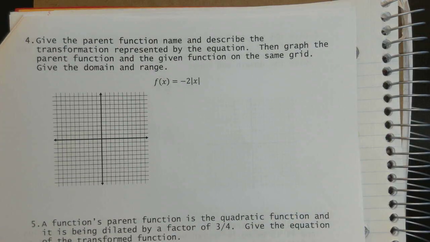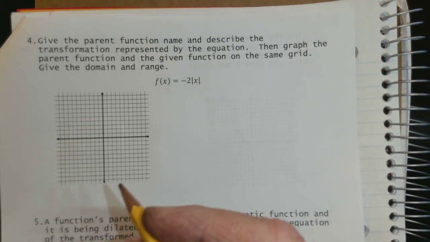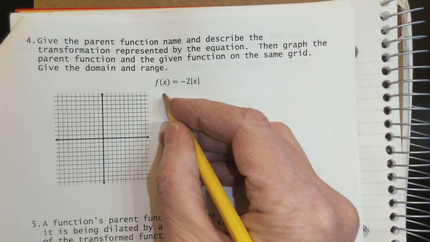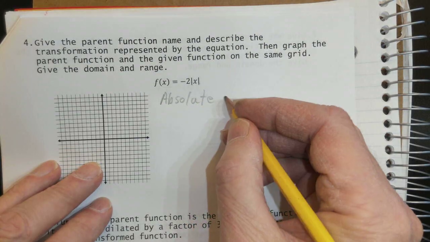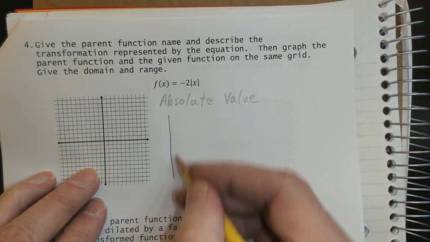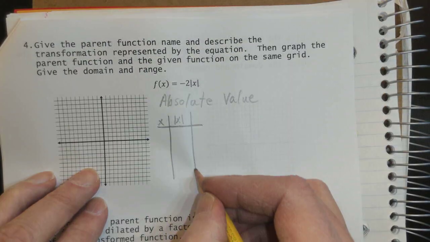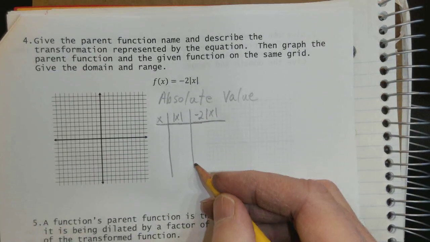Give the parent function name and describe the transformation represented by the equation. Then graph the parent function and the given function on the same grid. Give the domain and range of this. All right, so parent function is what kind? Absolute value. Is everybody's good with that? Very good. X, absolute value of X, -2, absolute value of X. Okay, so what's going to happen to this?